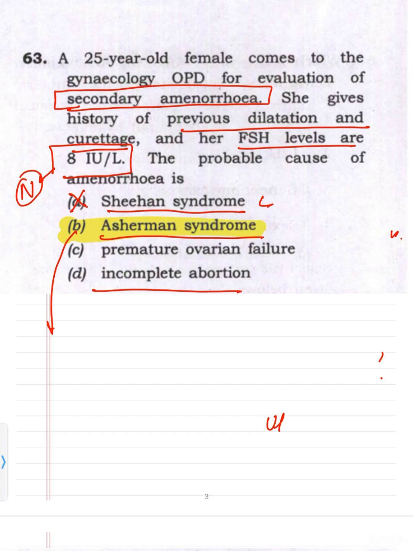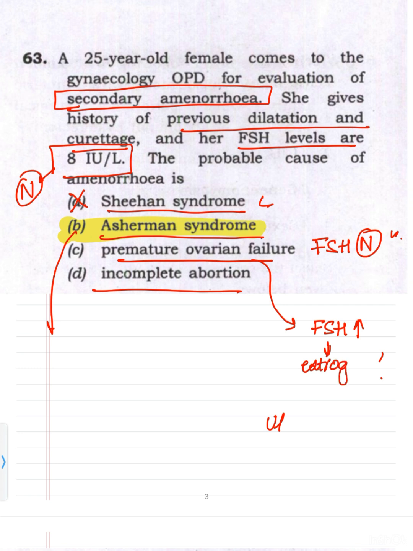Now, coming to premature ovarian failure. Because FSH is normal, premature ovarian failure cannot be there. If there would have been premature ovarian failure, in that case, FSH would have been high and estrogen would have been low. Because of premature ovarian failure, the estrogen is low, and so the feedback inhibition will not be there, so FSH will be high. But in this case, the FSH is normal.